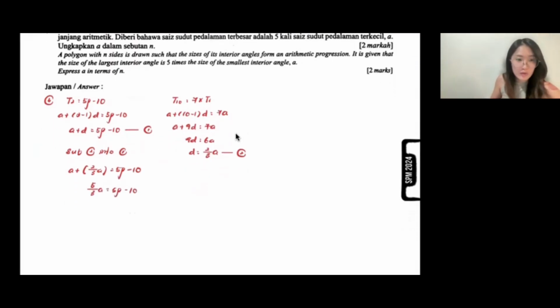Okay, then the 3 moves over. You can move 5 over 3 together, all at the same time. So 5 divided by 5 over 3 is 3P. Negative 10 divided by 5 over 3 is negative 6. There you go, A in terms of P.